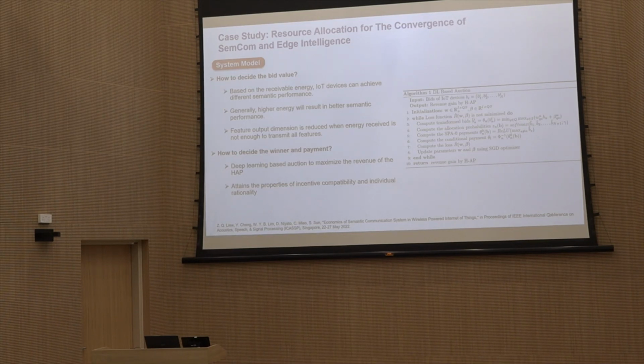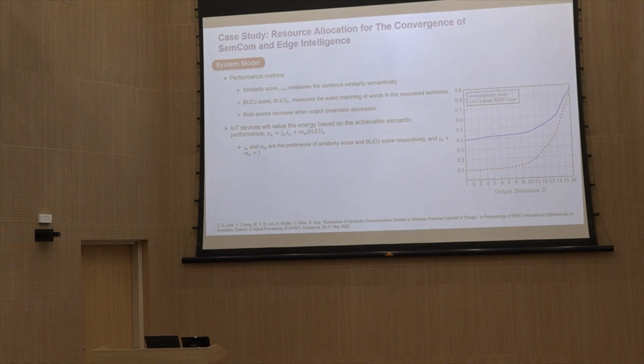Based on the receivable energy, IoT devices can achieve different semantic performance. Generally, higher energy will result in better semantic performance. The feature output dimension is reduced when the energy received is not enough to transmit all semantic features. So how to design the winner and payment? We develop a deep learning-based auction to maximize the revenue of the hybrid access point. The auction model based on machine learning can attain the properties of incentive compatibility and individual rationality. The algorithm based on deep learning is shown briefly in this slide.